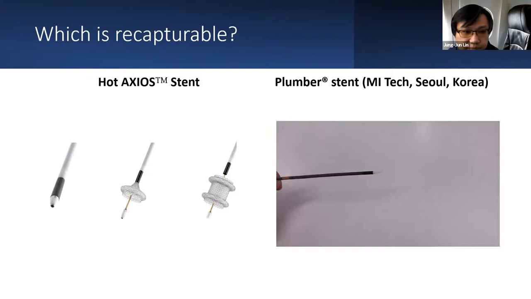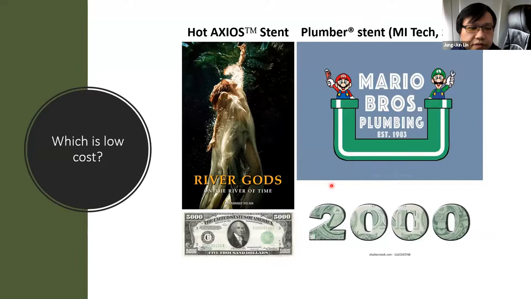Okay, the last one is the cost. As you know, Axios is the name of the river god from Greece. The problem is the price, the cost is different. The Axios is $5,000, but plumber stent costs around $2,000.